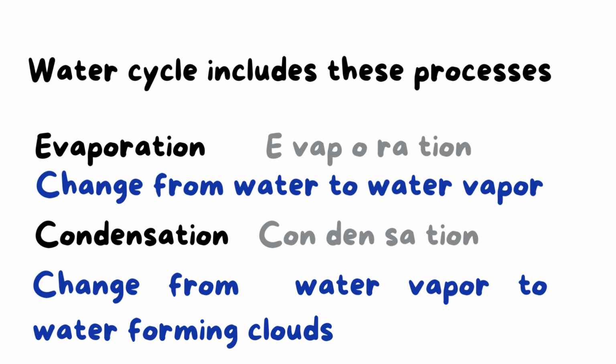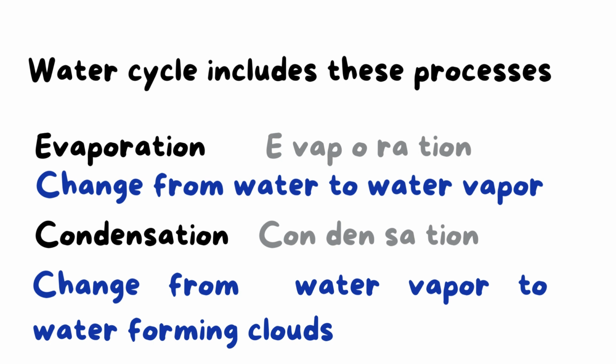Don't forget that the water cycle is a process in which water evaporates to form water vapor, and the water vapor then condenses and forms clouds as the water vapor changes into water, and then this water returns back to the earth's surface in the form of rain. This whole process is called the water cycle, and it includes two processes inside it. The first one, evaporation, the change from water to water vapor, and condensation, the change from the water vapor to form clouds.